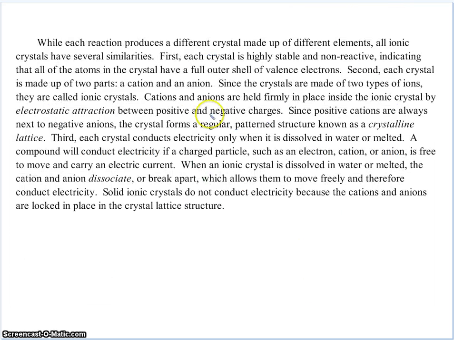Let's keep reading. While each reaction produces a different crystal made up of different elements, all ionic crystals have several similarities. Let's see what those are. First, each crystal is highly stable and non-reactive, okay? Indicating that all the atoms in the crystal have a full outer shell of valence electrons. This makes me think of octet rule. Second, okay, so number 2. So number 1 was octet rule, basically.